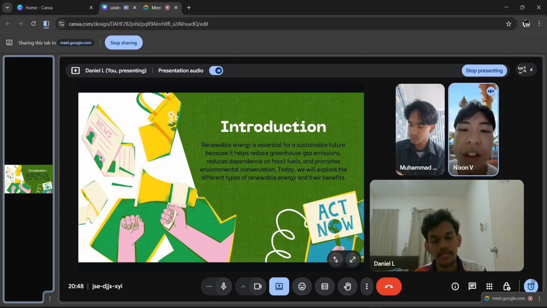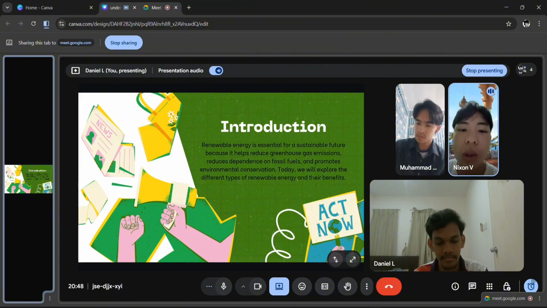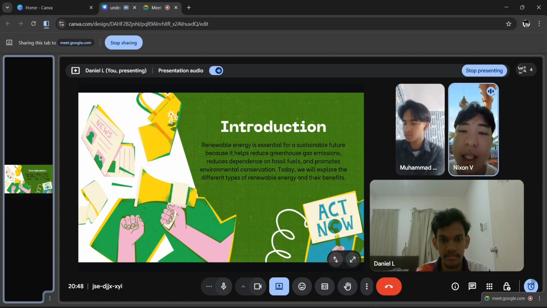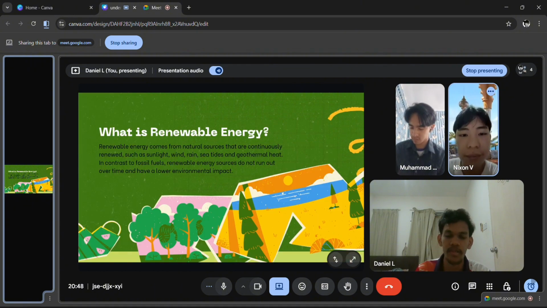Renewable energy is essential for a sustainable future because it helps reduce greenhouse gas emissions, reduce the dependence on fossil fuels, and promotes environmental conservation. Today, we will explore the different types of renewable energy and their benefits. And now, my friend is going to explain what actually is renewable energy.